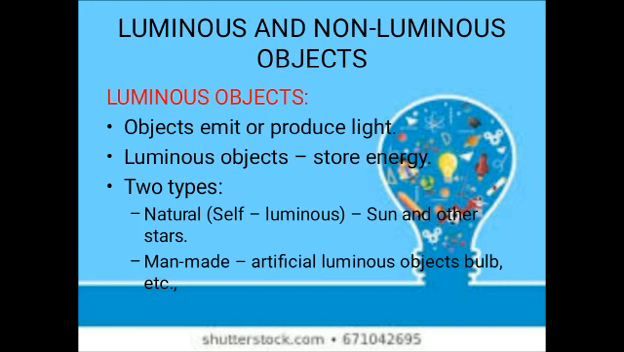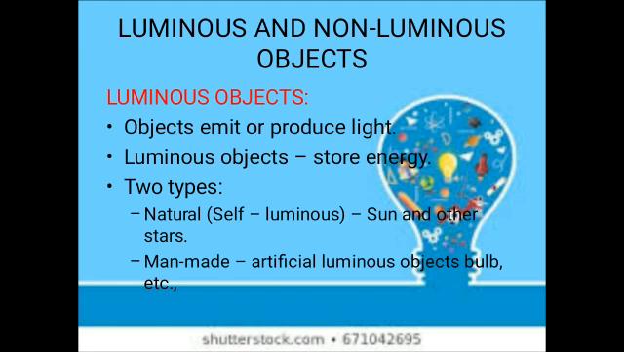Okay, today we are going to discuss luminous and non-luminous objects. Luminous objects are those which produce light on their own. These luminous objects can be classified as natural and man-made. Examples of luminous objects might be the sun, stars, and so on. Examples of natural luminous objects might be the sun, stars, etc.